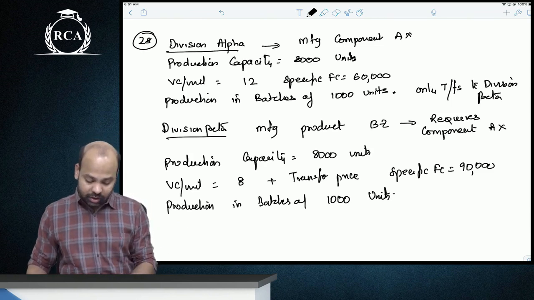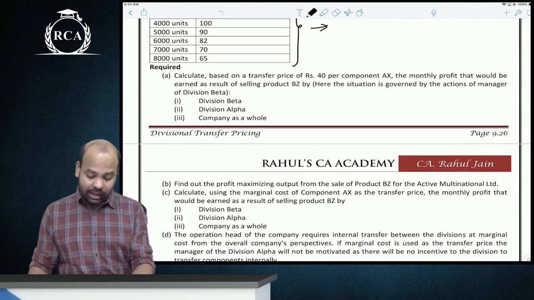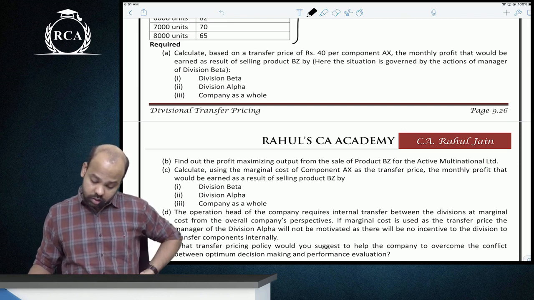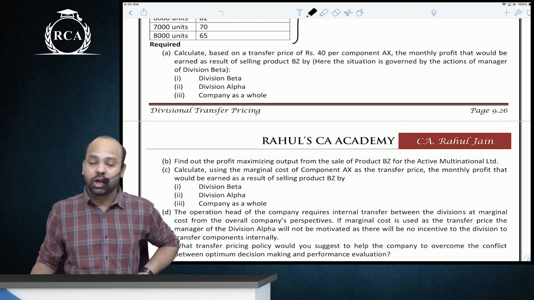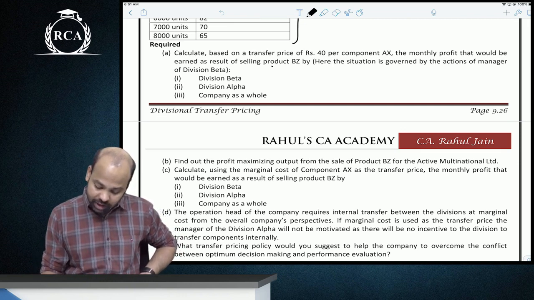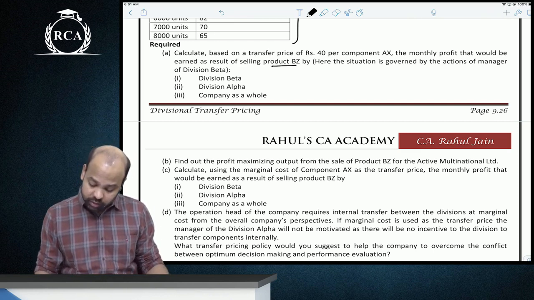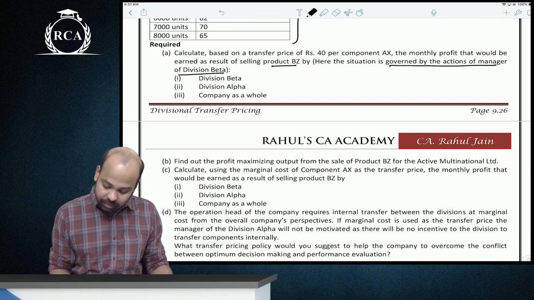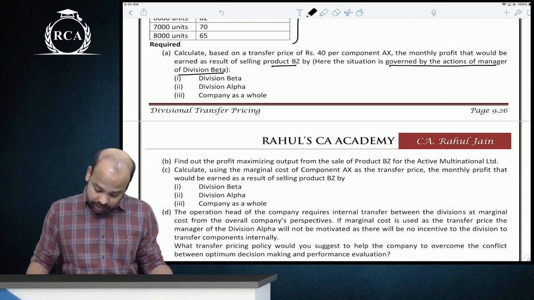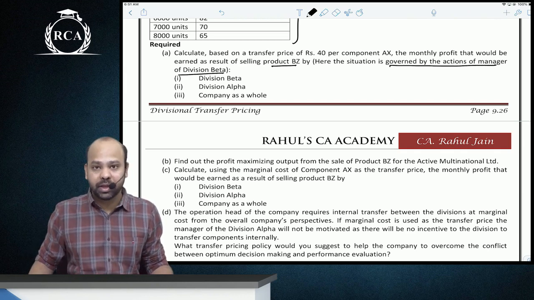I hope you're all done with this. Let us now read the requirement. Calculate, based on the transfer price of rupees 40 per component, the monthly profit that would be earned as a result of selling product BZ. Here the situation is governed by the actions of the manager of division beta.